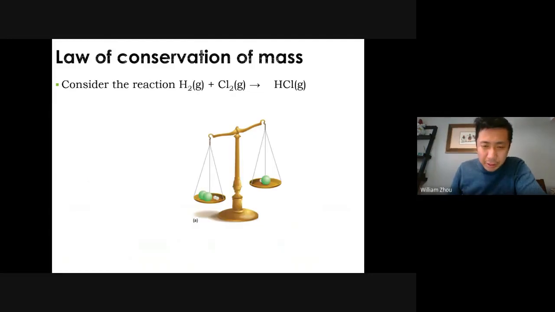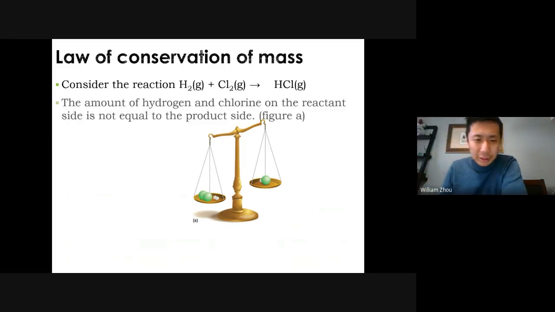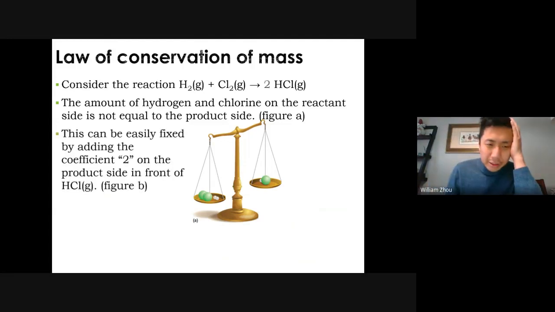Okay, so again, here's another example. Consider this. Hydrogen gas reacts with chlorine gas to form hydrogen chloride gas. If you just count, they're not the same. Before the reaction, you have H2, 2 hydrogen atoms, plus Cl2, you got 2 chlorine atoms. That's a total of 4 atoms. But after, you have HCl, H plus Cl, you have 1 of each. See, you're missing something.